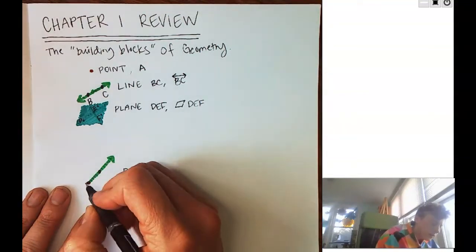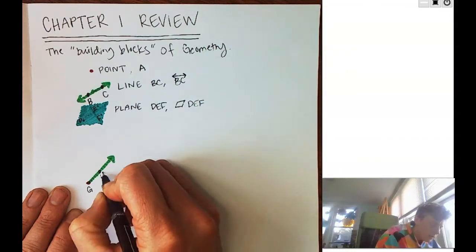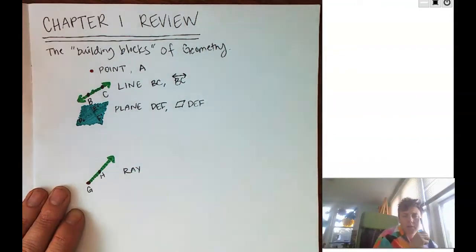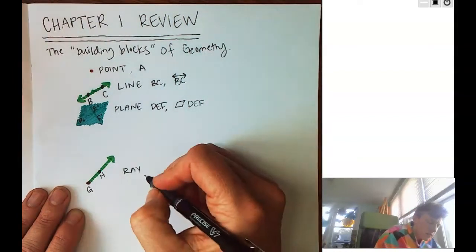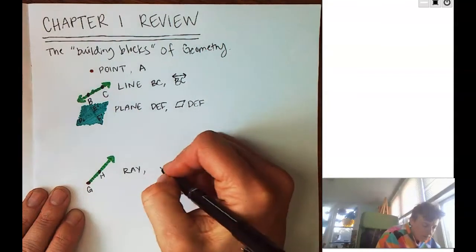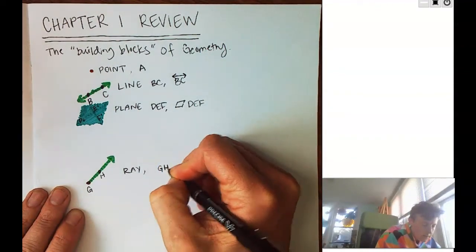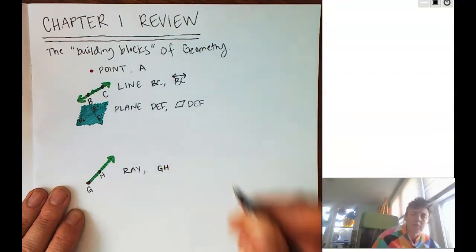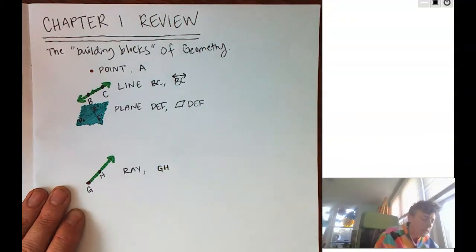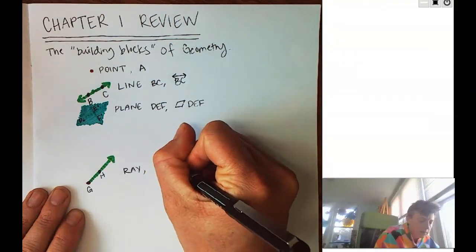Well, let's call this guy GH, since we've already used all the rest of the letters. So to talk about a ray, we need 2 points. We need a starting point and where it's going. We write the starting point first, and then we say where it's going. It's good to know where you are before you start moving. And then our symbol goes from where it starts to where it's going with a ray.